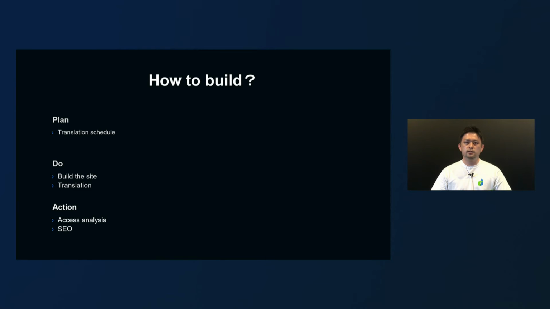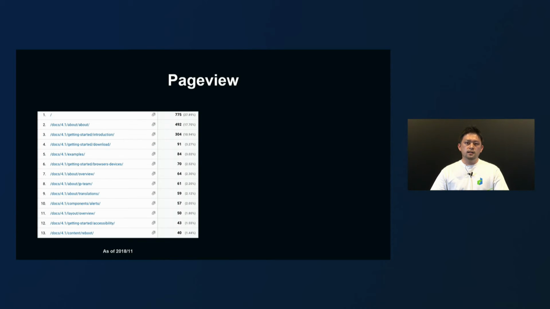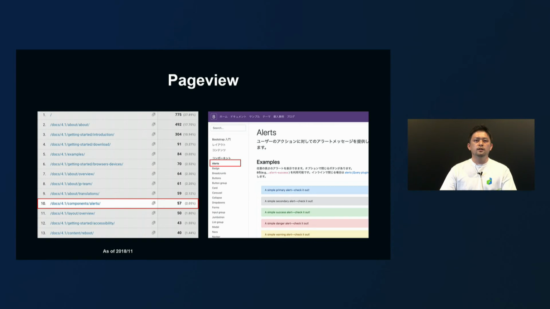So after translating 70% of the contents, we opened the site. And then after we opened the site, we increased the access through access analysis and SEO. For example, this is a page view of the components we released. Alerts were the most looked up, which we didn't expect. It was easy to understand the reason. Look at the right-hand side.